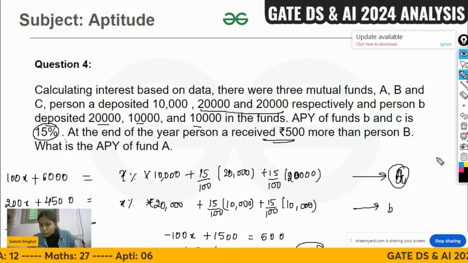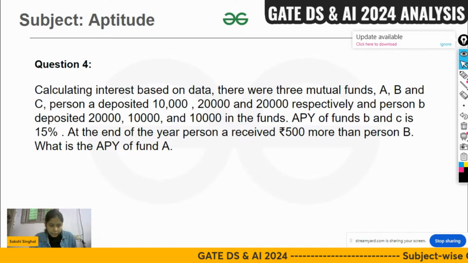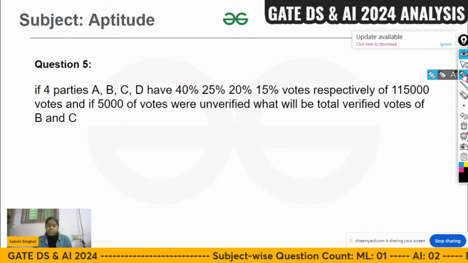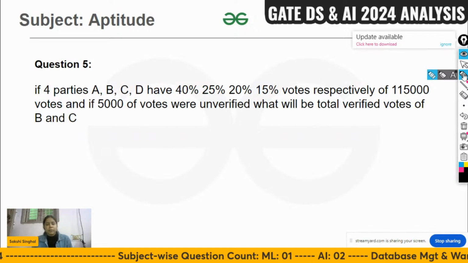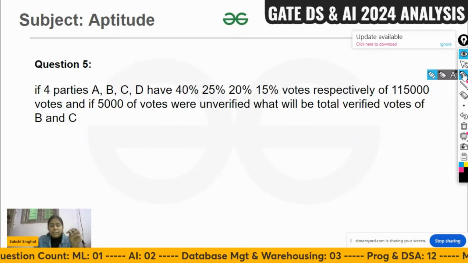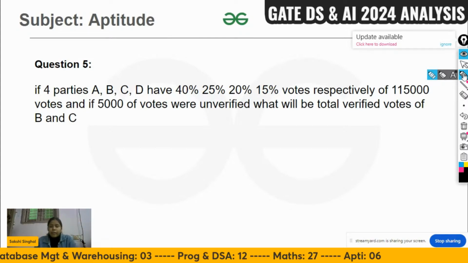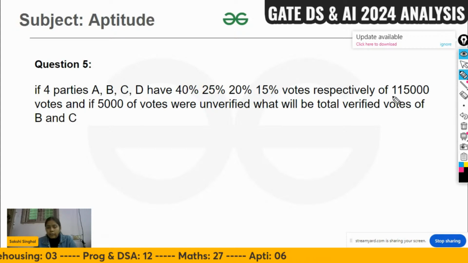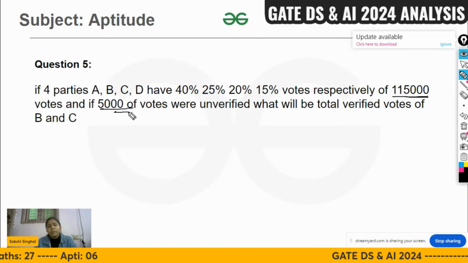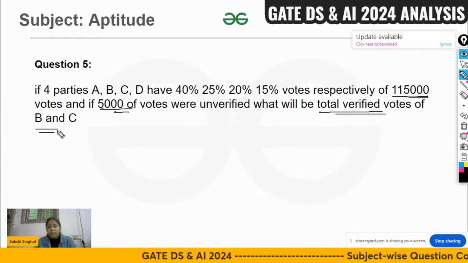Okay, let's solve more questions. Guys, this was one of the questions in your paper. Again in aptitude, it says that A, B, C, D have 40%, 25%, 20%, 50% votes. A student told me that this is a pie chart, given to you in the form of a pie chart. And total votes are 1,15,000. Out of these, 5,000 votes are unverified. So they asked me to find the total votes verified by B and C.